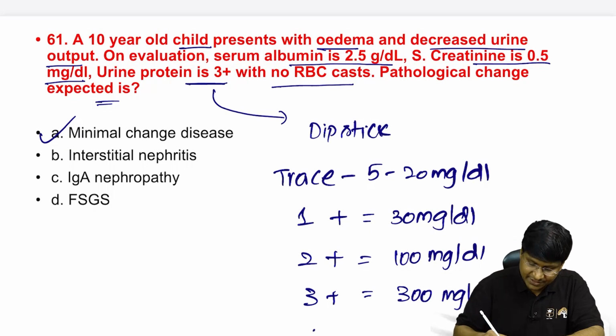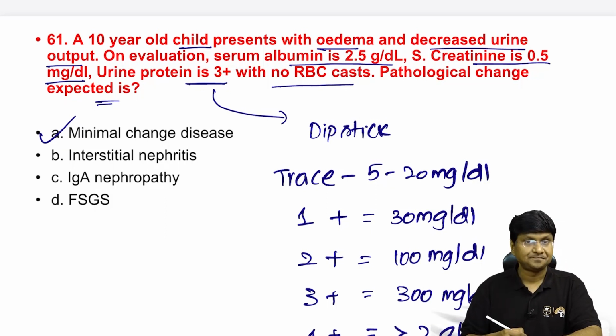And if the dipstick test shows 4 plus proteinuria, then the quantity of the protein is more than 2 grams per deciliter, right? So dipstick detection of the proteinuria is being done in the following manner.